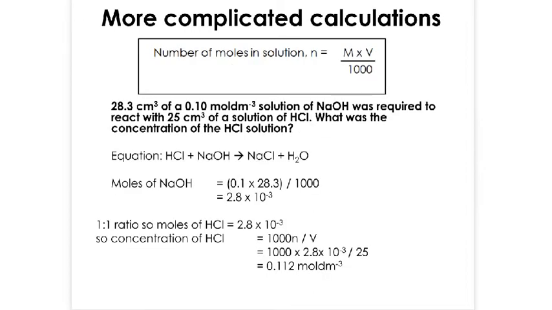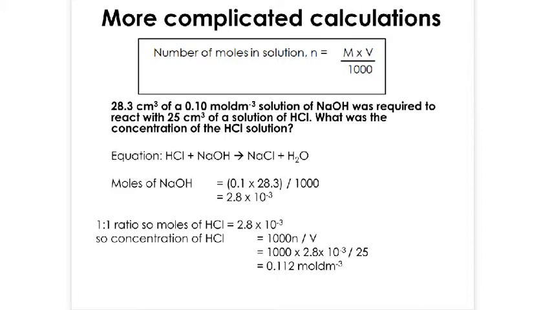So in this more complicated calculation example, it says 28.3 centimeters cubed of a 0.1 mole per decimeter cubed solution of sodium hydroxide was required to react with 25 centimeters cubed of a solution of HCl. What was the concentration of the HCl solution? So we're trying to work out the concentration of the HCl solution, and we've been told what the concentration and the volume of the sodium hydroxide was.